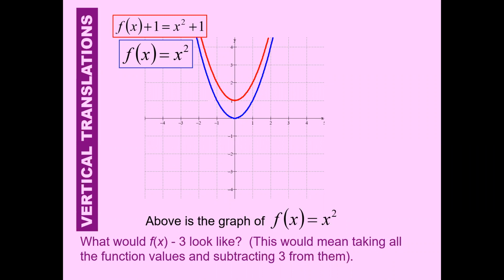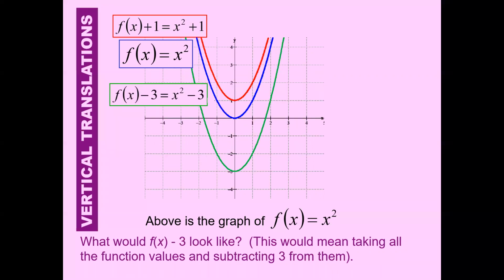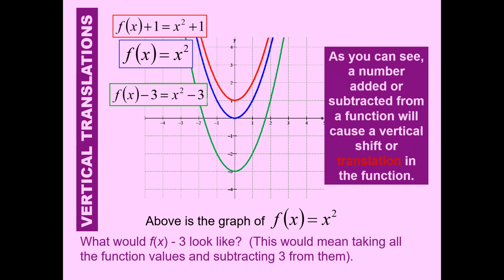Okay, let's go ahead and try another example. What would f of x minus 3 look like? This would mean taking all of the function values and then subtracting a 3 from them. So you have the same graph, the blue parabola, the original one, but now you're going to be taking away 3 from each y component. That means you're going to be moving it down 3. That will be the green graph that you see on the screen. As you can see, a number added or subtracted from a function will cause a vertical shift or a translation in the function.